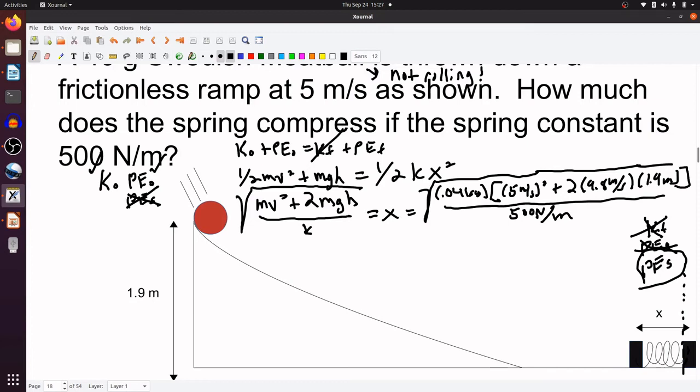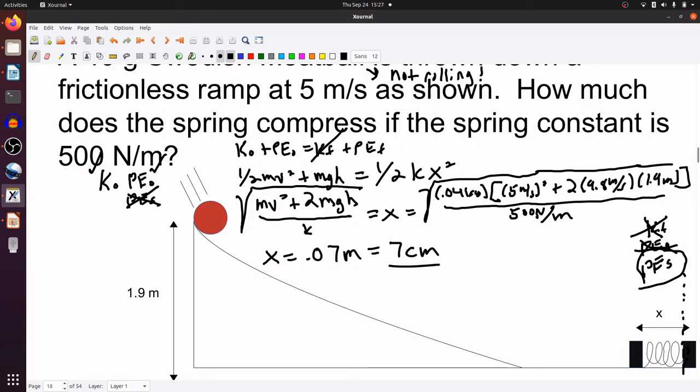Closing brackets. Okay, so let's do that. Let's do it within parentheses first. So 5 squared plus 2 times 9.8 times 1.9. Okay, multiply that by 0.04. Then divide that by 500. And then I'm going to take the square root of that, and I get 0.07. Now, this is in meters. So if we express that in centimeters, we get 7 centimeters.